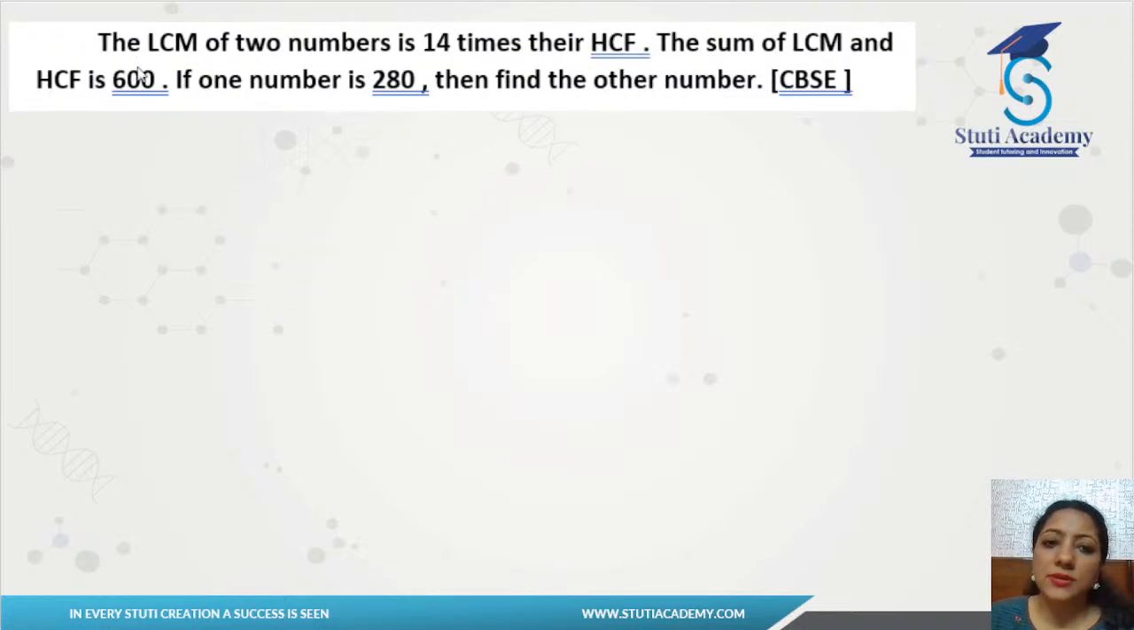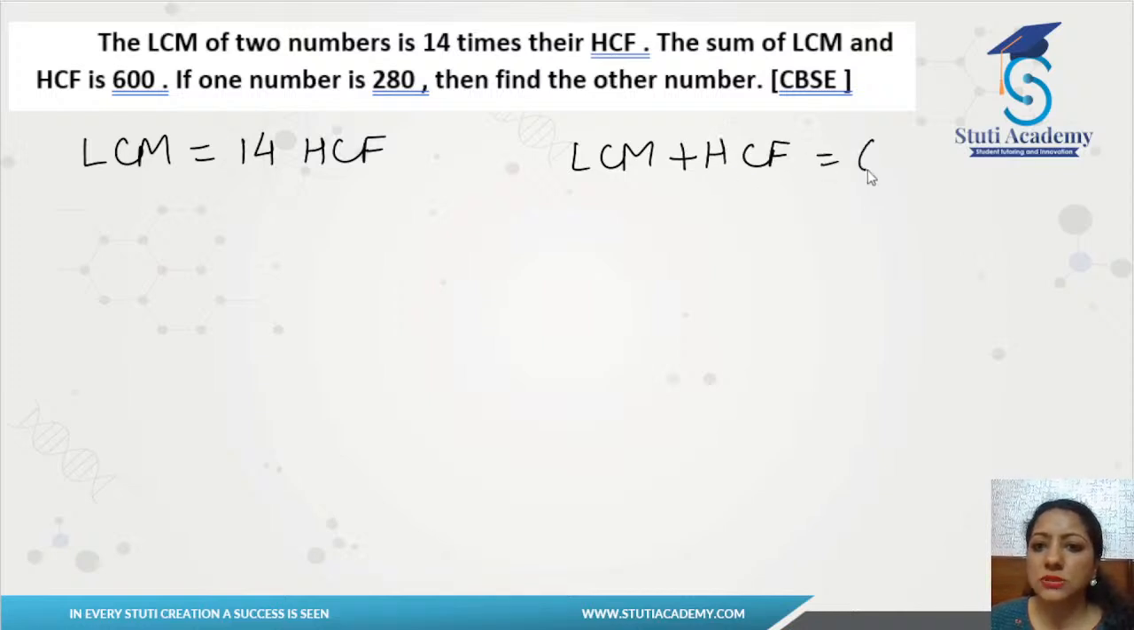Now this is an interesting question. The LCM of two numbers is 14 times their HCF. The sum of LCM and HCF is 600. Also we know one of the numbers is 280. Find the other number. So let's say that one of the numbers is X and the other one is Y. We know X is 280 and we have to solve for Y.